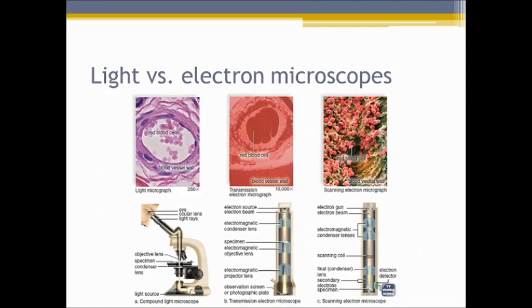So we can see some examples here. We're looking at red blood cells in blood vessel walls. So you can see that as we go up in magnification from 250x to 10,000x to this scanning electron micrograph, you can see these red blood cells in much greater detail than with your typical light microscope.